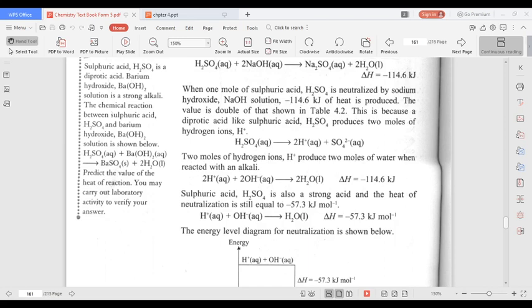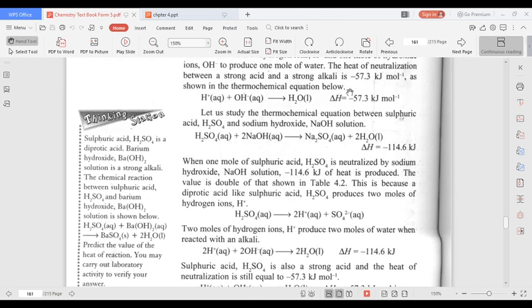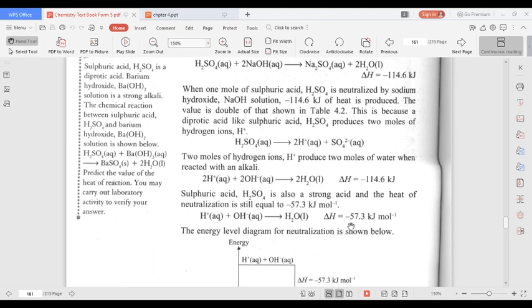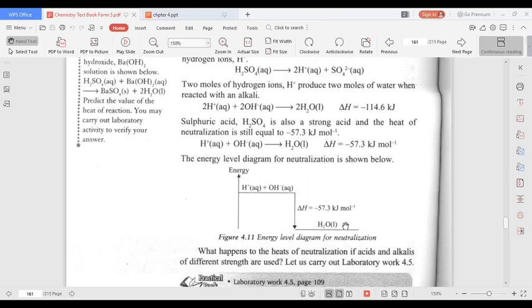When you dissolve in water, it will produce 2 mole of hydrogen ion. Tapi kalau kamu tindak balaskan monoprotic acid, contohnya HCl, anak panah, H plus and Cl minus. So that means 1 mole of the acid, 1 mole of hydrogen ion will be produced. But for the sulfuric acid, 2 mole of hydrogen ion will be produced. Maksud dia punya heat ni akan jadi double.